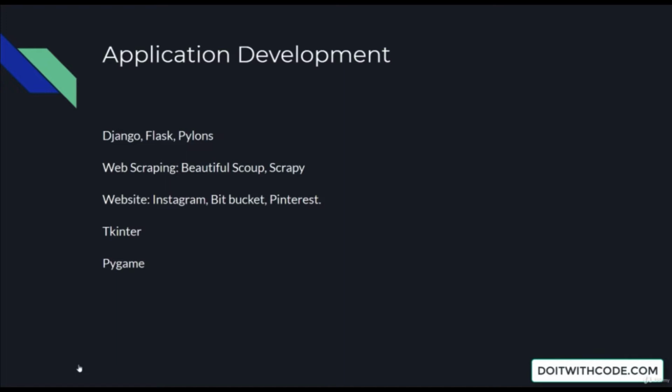Finally, we can use the Tkinter library to draw the GUI, that's graphical user interface, for offline applications, and PyGame for game development. That's why I personally feel that this language is very powerful, which lets you develop applications for the web as well as for the desktop. It also supports web scraping using Beautiful Soup and Scrapy. These are two great libraries that help us collect data from the web via scraping.